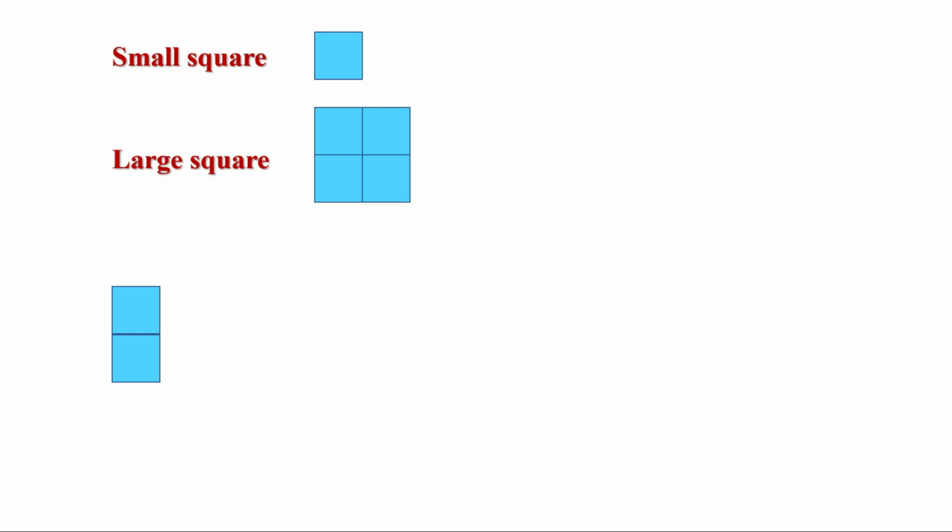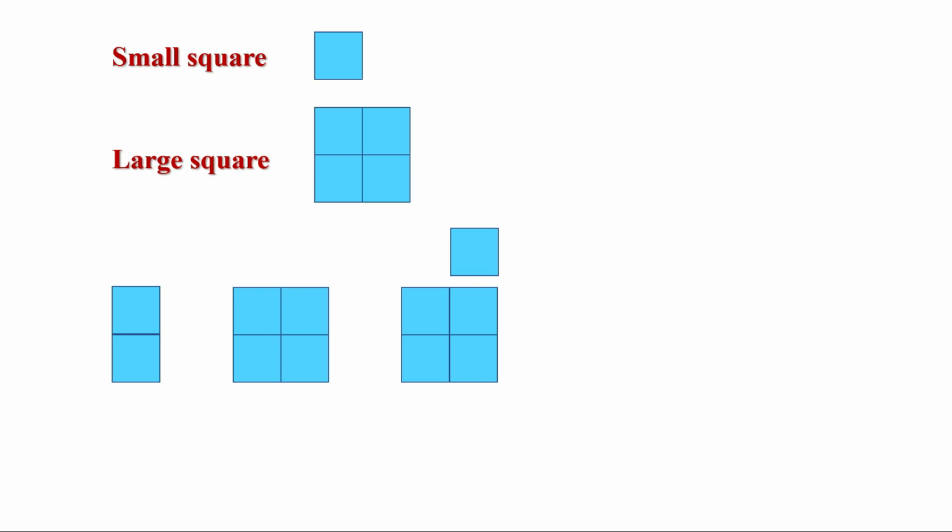Now let us look at the second figure. How many small squares are there? 4, right? Now let us look at the third figure. How many small squares are there? Very good, 6. Now let us look at the fourth figure.